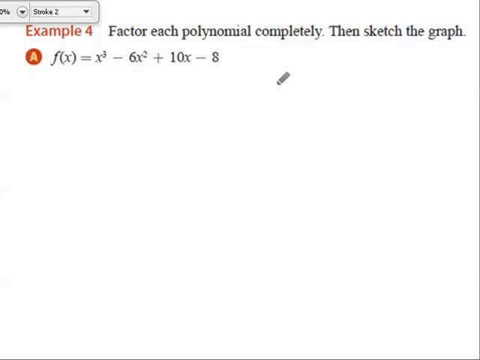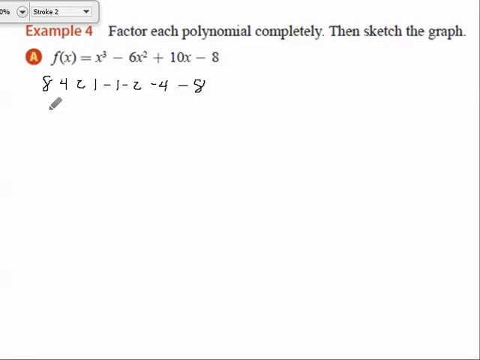This one is asking me to factor this completely and then to graph it. Looking at this, I see x squared, x cubed, x squared, x, and to the 0th power. That means we're going to take my possible factors: 8, 4, 2, 1, and -1, -2, -4, and -8.